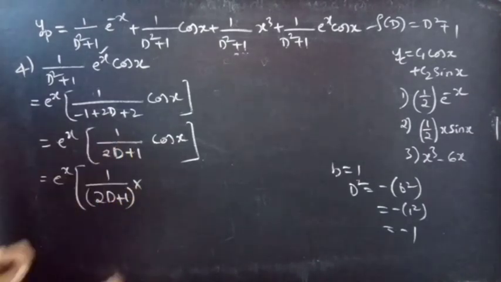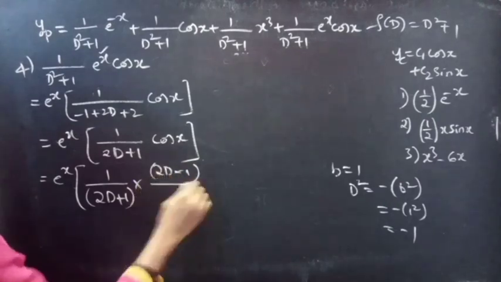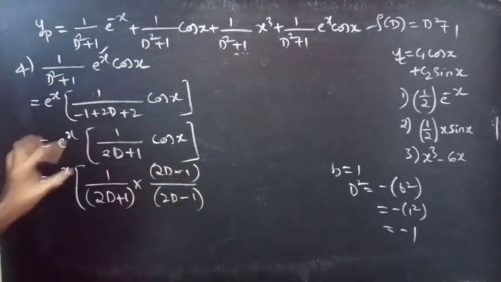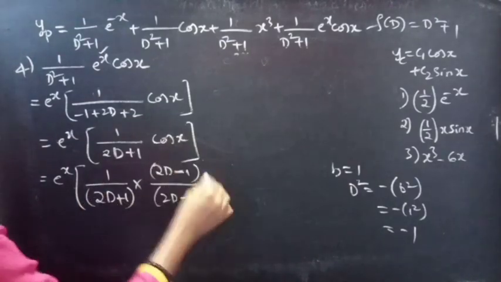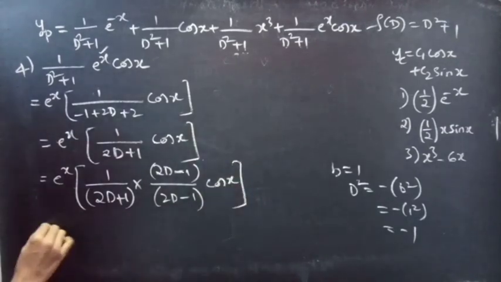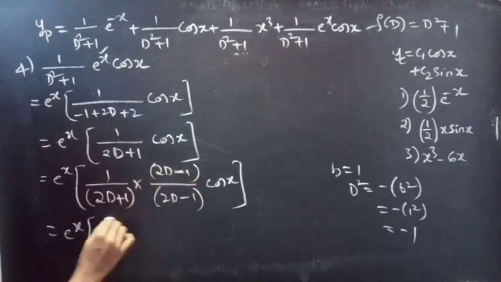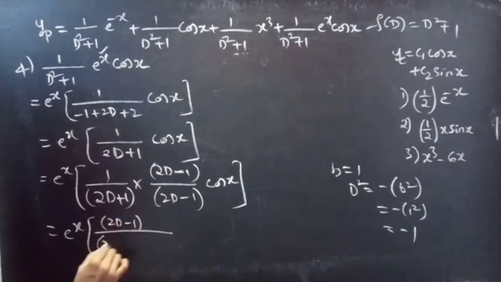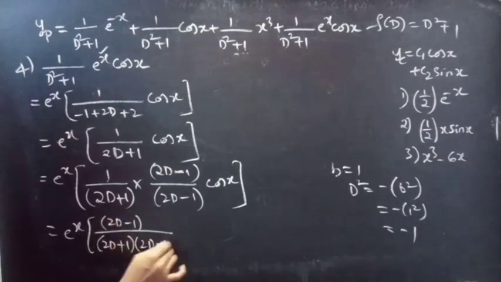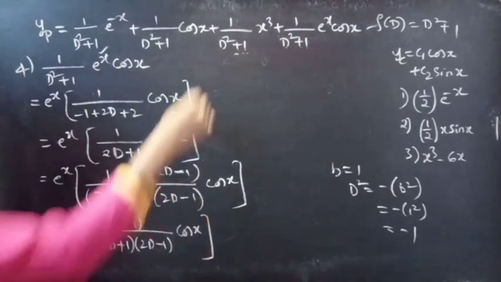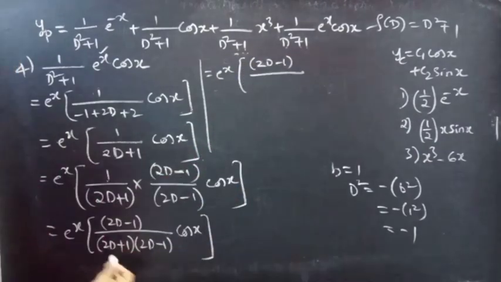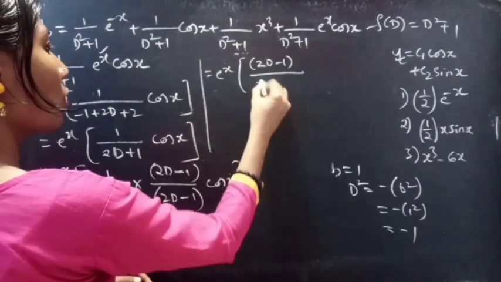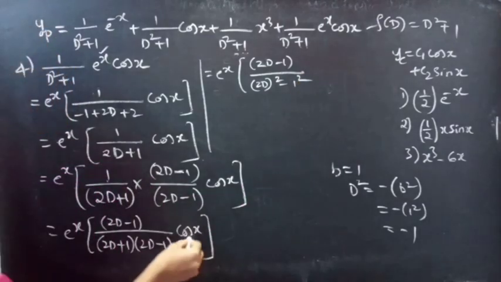Just replace this plus with minus, then we'll get 2d minus 1. Now multiply and divide 2d minus 1 to this fraction, we'll get 1 by 2d plus 1 into 2d minus 1 by 2d minus 1 into cos x is equals to e power x into 1 into 2d minus 1 is 2d minus 1 by 2d plus 1 into 2d minus 1 into cos x, which is equals to e power x into 2d minus 1 by 2d plus 1 into 2d minus 1, which is a plus b into a minus b form.